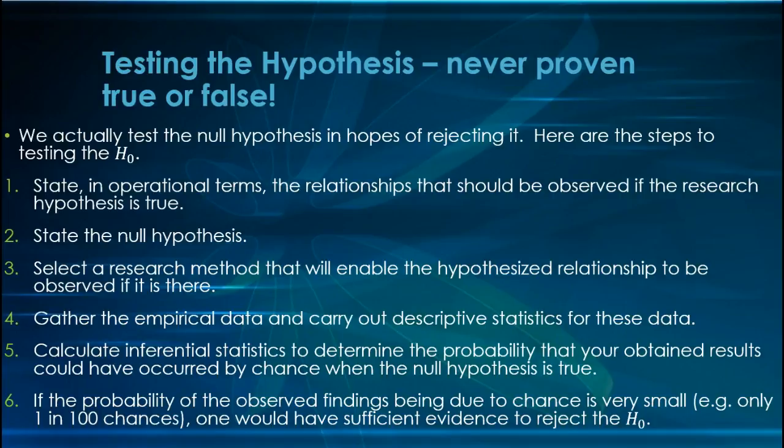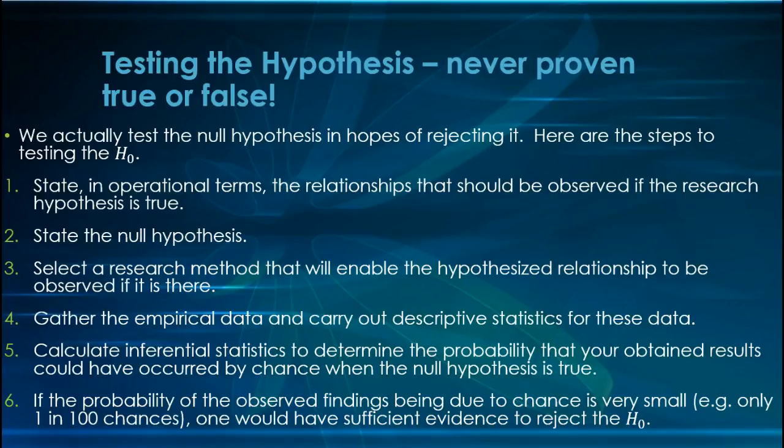So when we create and test the null hypothesis, we are actually hoping to reject it. So there are specific steps that we would take when we are going to be testing the null hypothesis. First, you need to state in operational terms the relationships that should be observed if the research hypothesis is true. Then we're going to state the null hypothesis. We'll select a research method that will enable the hypothesized relationship to be observed if it is there. So those are going to be our next steps.